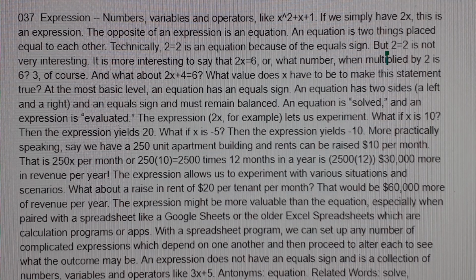An expression does not have an equal sign, and is a collection of numbers, variables, and operators like 3x plus 5. Antonyms: equation. Related words: solve, evaluate, spreadsheet, numerical model.